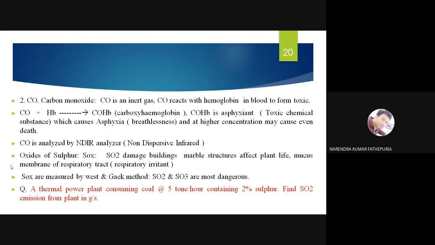Next we will go for carbon monoxide gas. Carbon monoxide reacts with the hemoglobin in blood to form toxic carboxyhemoglobin, which is an asphyxiant. We call it a toxic chemical substance.